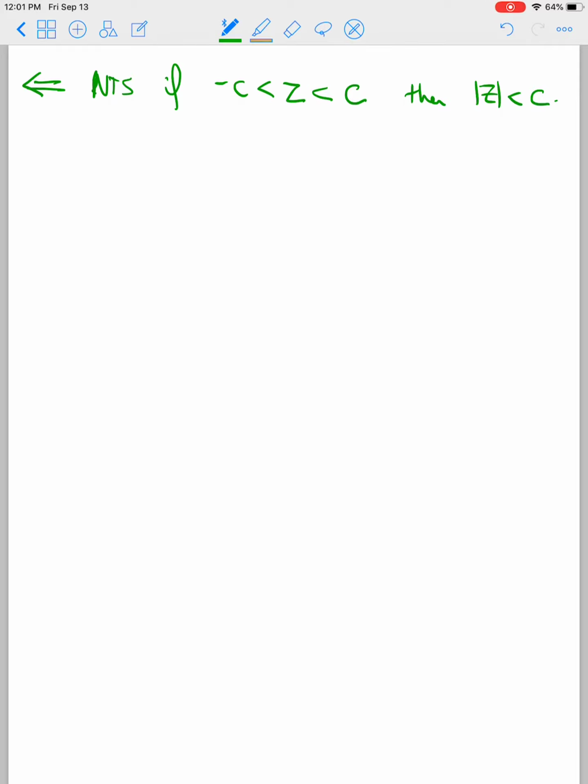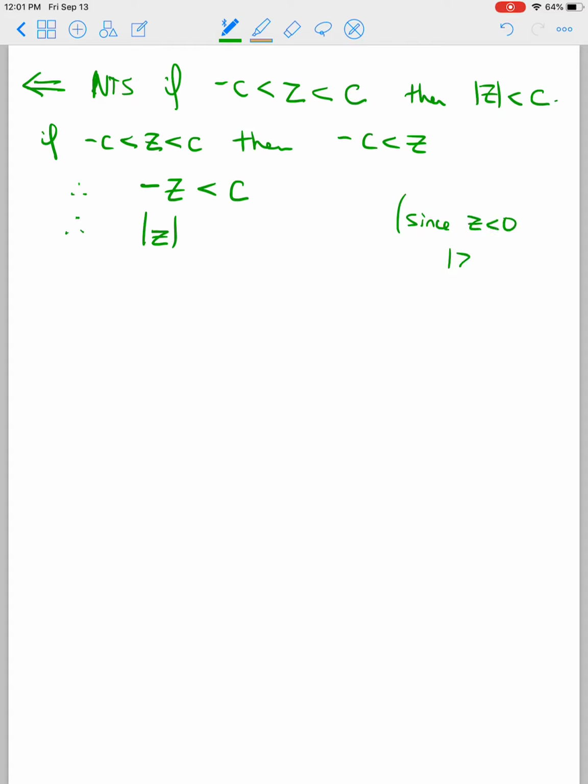And so again, we'll take that statement: if z is between negative c and c, then of course just half of it's going to be true. Of course z is going to be bigger than minus c, which means therefore that negative z is less than c. That's again moving things around. And of course negative z is the same as the absolute value of z. Let's remember that since z is negative, the absolute value of z is going to be minus z. So that's going to be exactly the same as that statement there, which is what we wanted to prove.